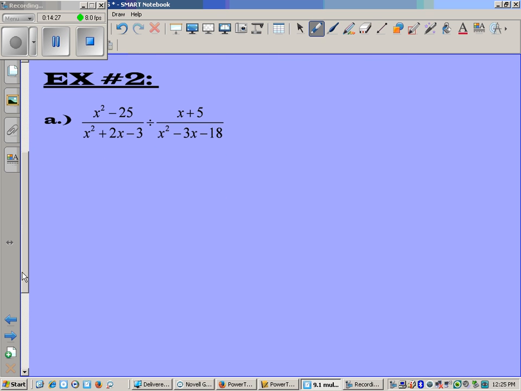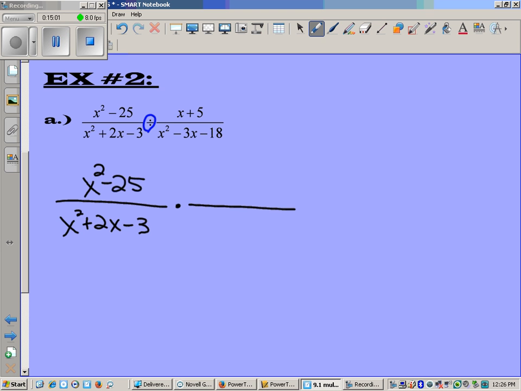So here's example number 2. So now I have a division problem. Okay? Well, we don't ever divide fractions. The only thing that we do with fractions is multiply by the reciprocal. That means I'm going to keep this first one just like it is. X squared minus 25 over x squared plus 2x minus 3. I'm going to change the division to a multiplication, and I'm going to flip the second guy.